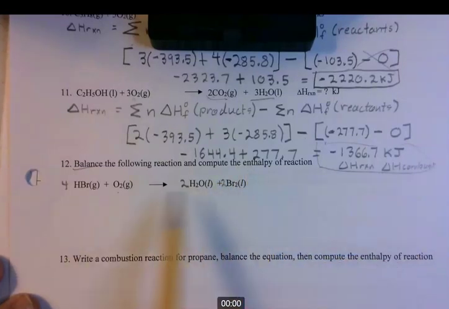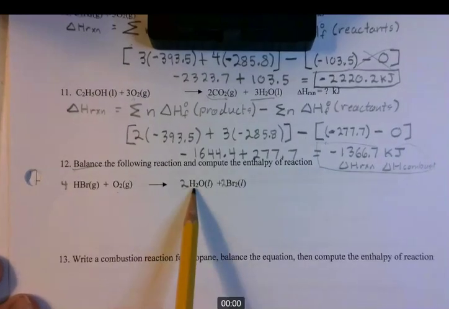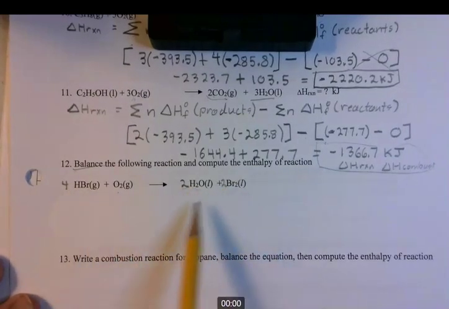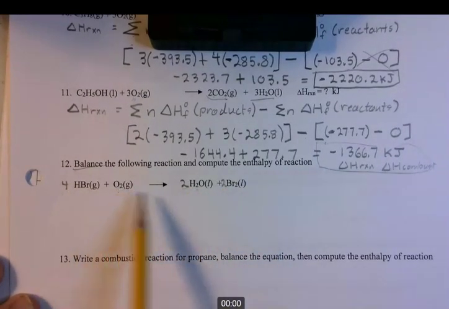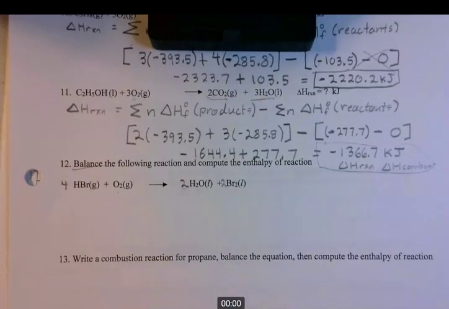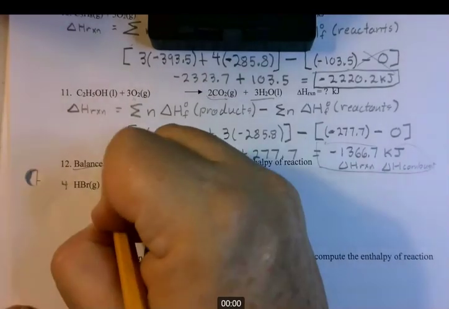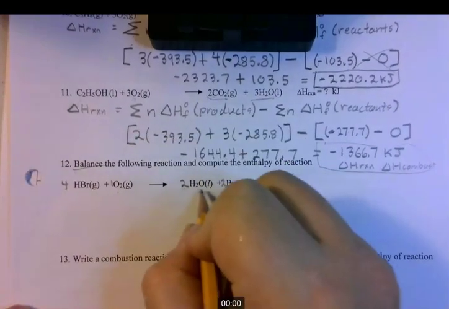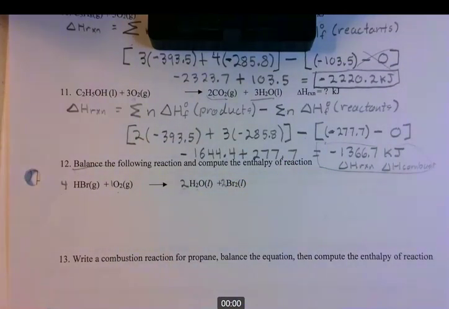Okay, let's see if we're in balance. So we got 4 hydrogens, 4 hydrogens, 4 bromines, 4 bromines. You got 2 oxygens, and you got 2 oxygens. So everything's in balance. So 4, 1, 4, 1, 2, 2. Okay, so let's go ahead and do this.